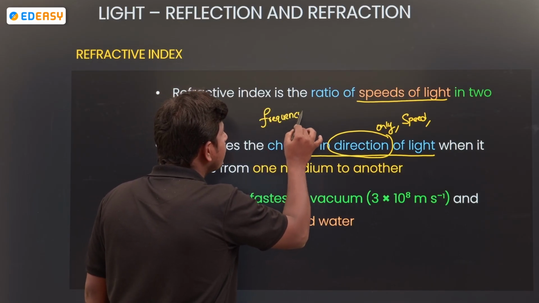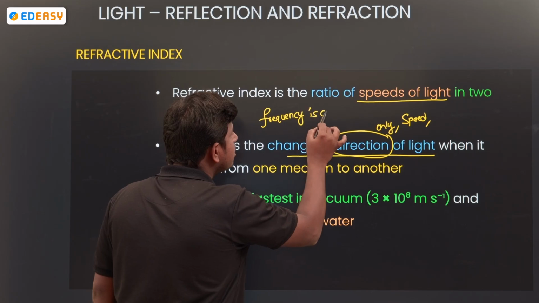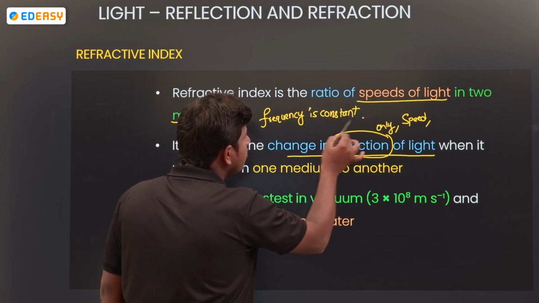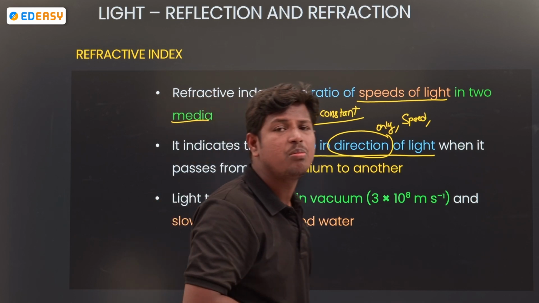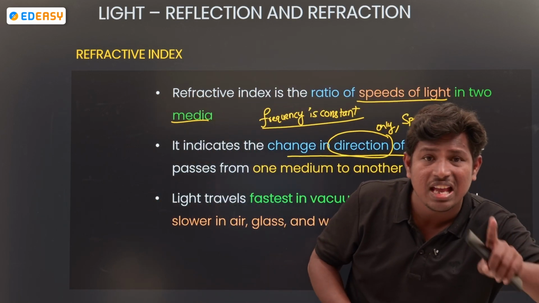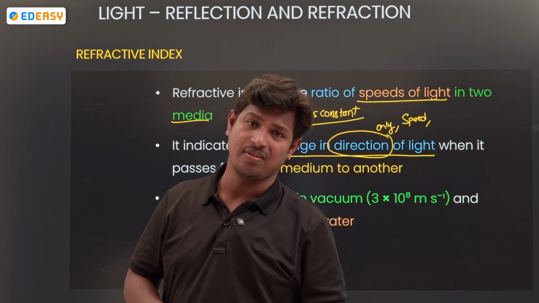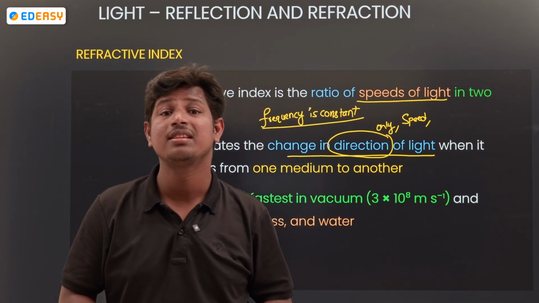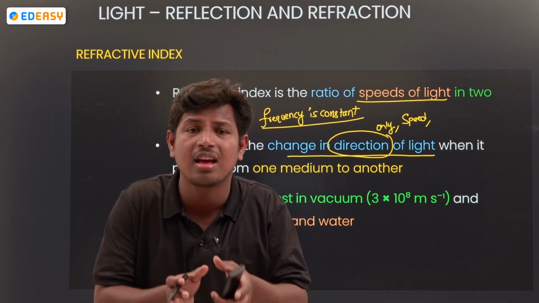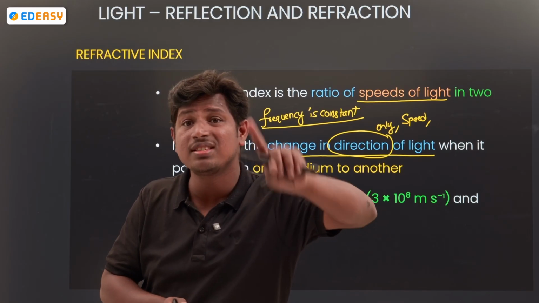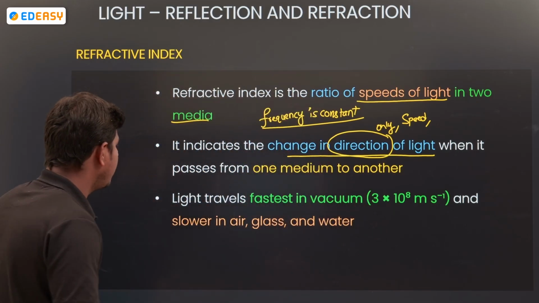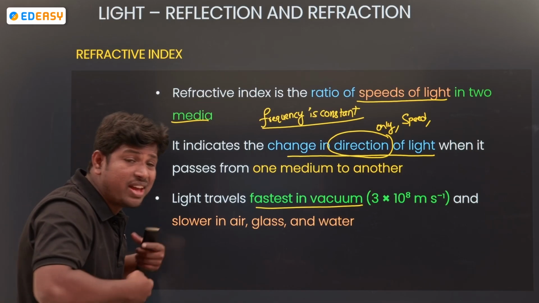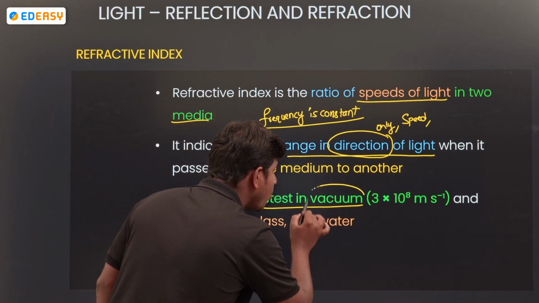Remember, whenever light travels from one medium to another medium, frequency is constant. Velocity changes, direction changes, wavelength changes. These all change. What is constant? Frequency is constant. Next, light travels fastest in vacuum. Light travels very fast in vacuum. Why?